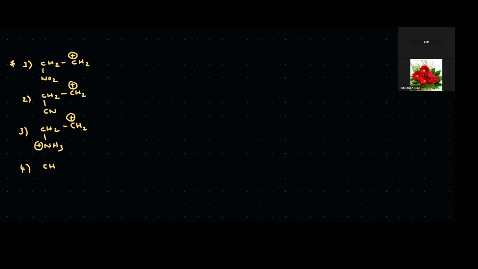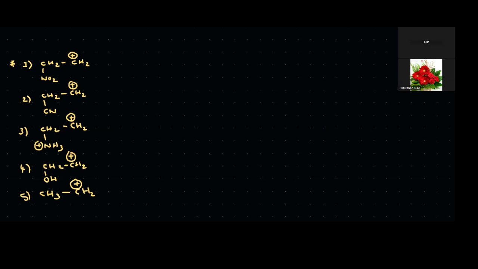Now, first one, CH2 plus, here one NO2 group is attached. Next, second one, CH2 CN, CH2 plus. Next, third case, CH2 NH3 plus, here also CH2 plus. Next, fourth case, CH2 plus with one OH group. Next, fifth one, CH3 CH2 plus. So these are the 5 compounds. Write the stability order for the following given compounds.